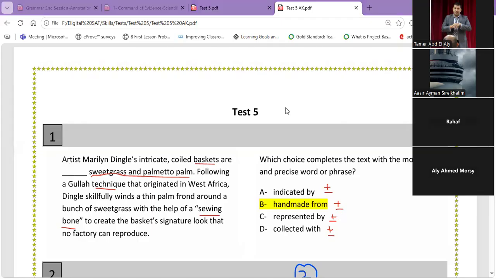Ominous means vague. Promising is positive, like home and house. You know that home is positive, house is neutral. So let's find. Indicated by, neutral. Handmade from, neutral. Represented by, neutral. Collected with, neutral.